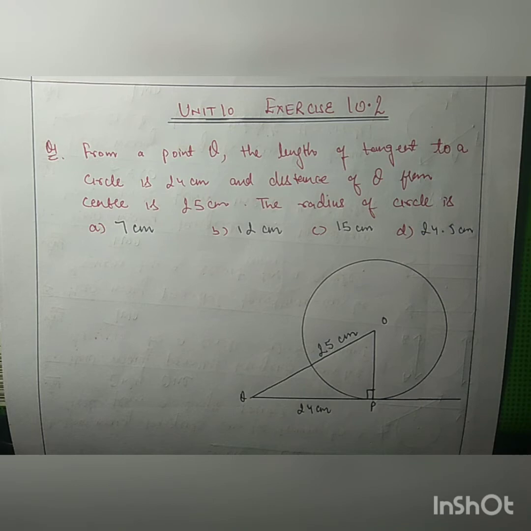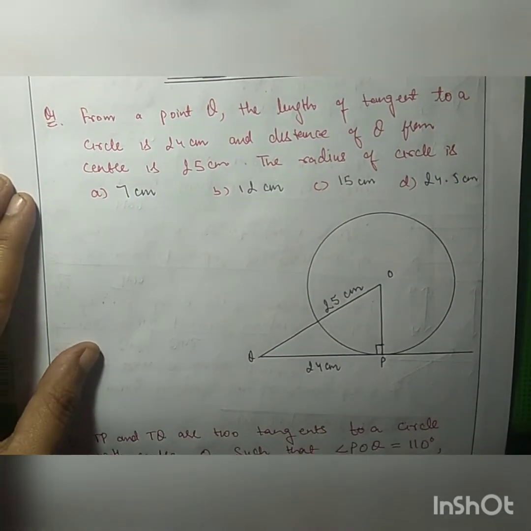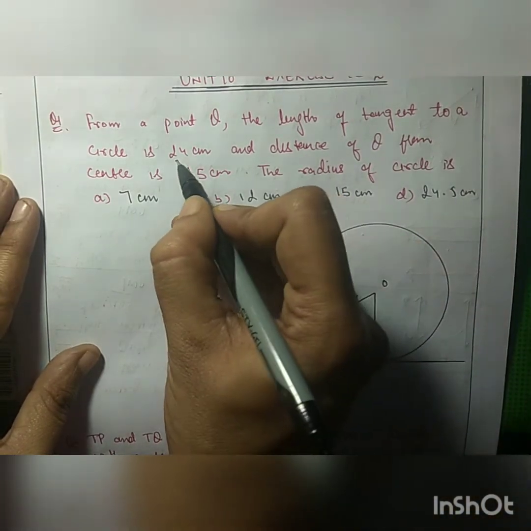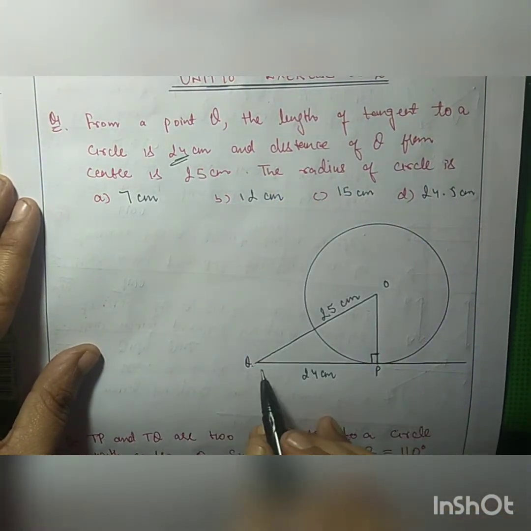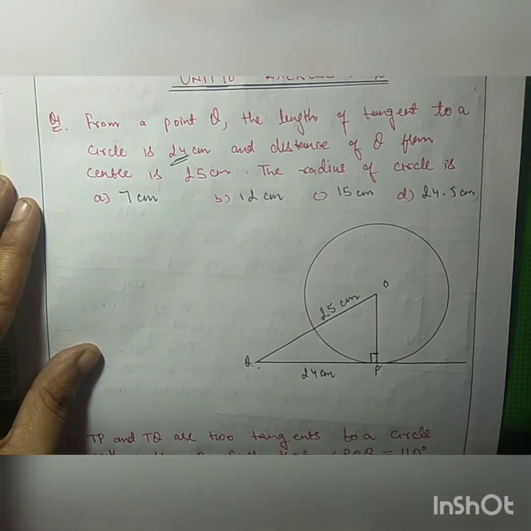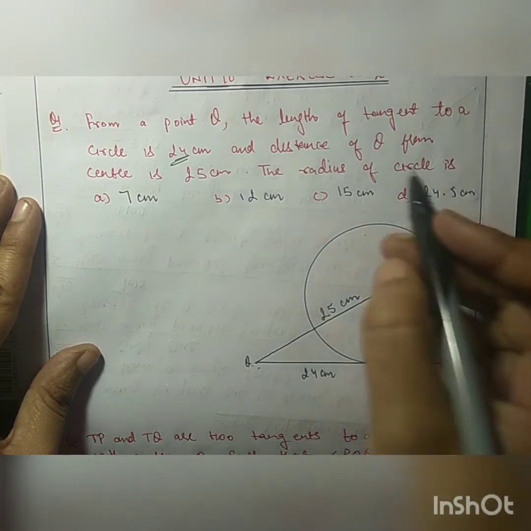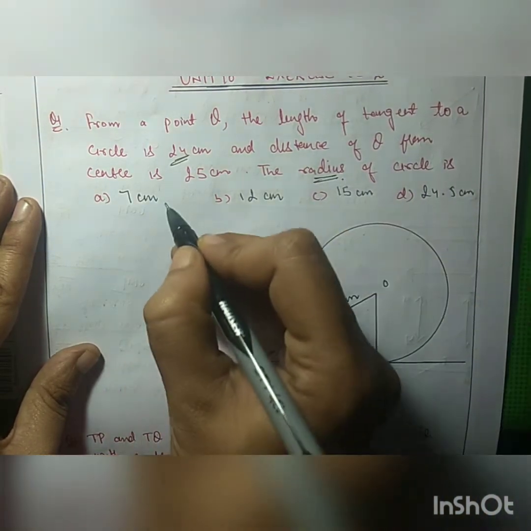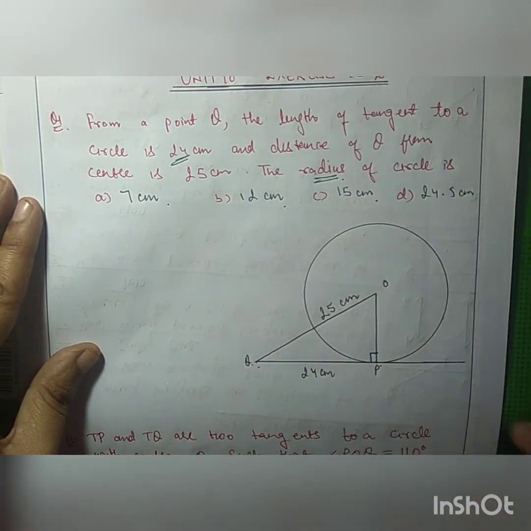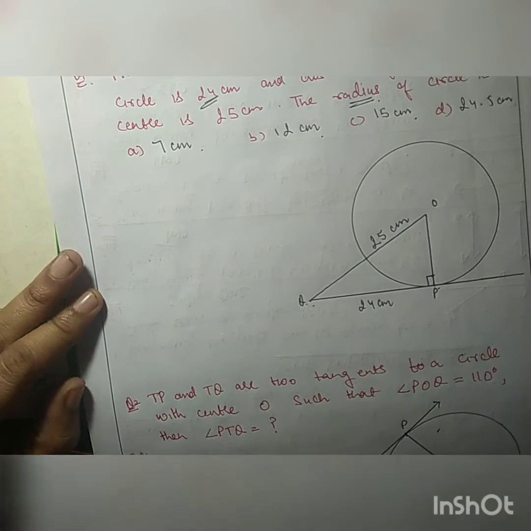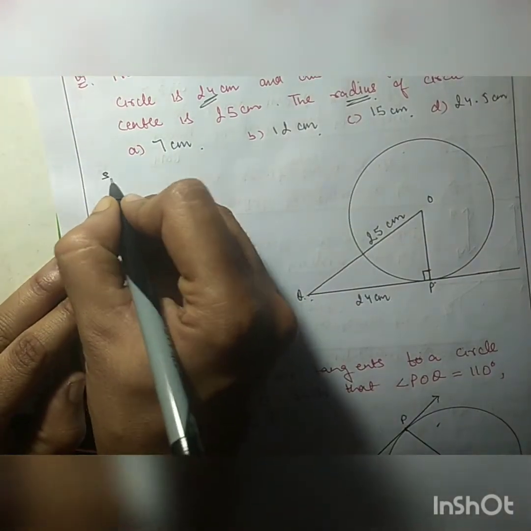In question number 1 we are given that, as we are observing the figure, from a point Q the length of the tangent to a circle is 24 centimeter, and the distance of the point Q from the center O is 25 centimeter. We have to find the radius, and we are given four options. So once again, dear students, making use of the simple theorem, that is theorem number 1.